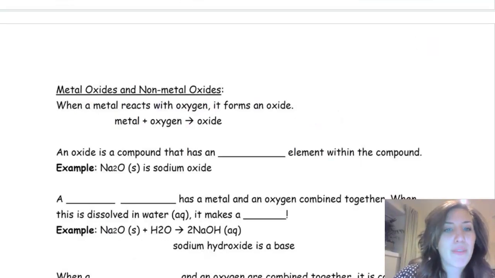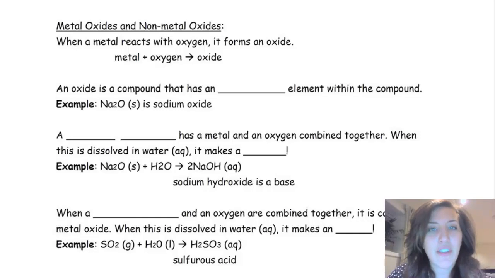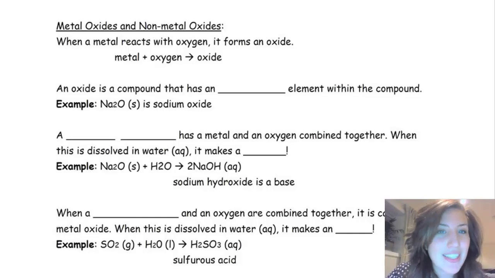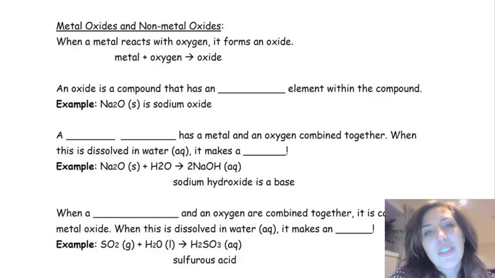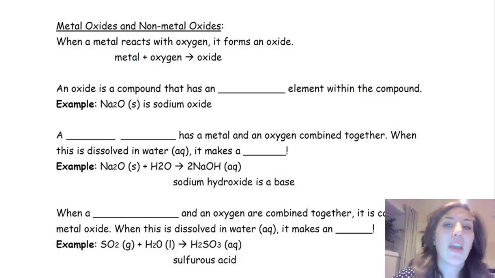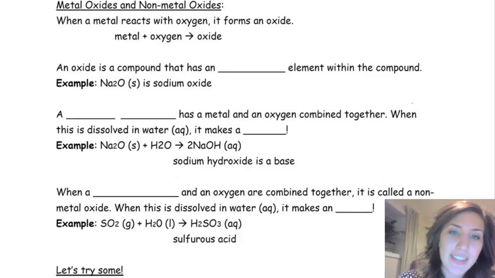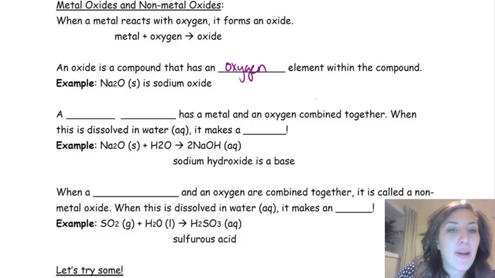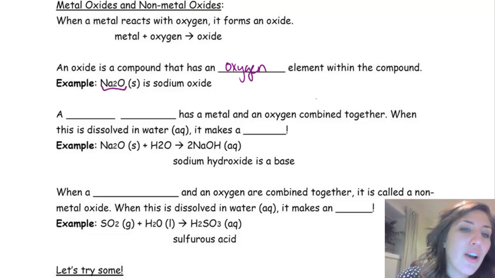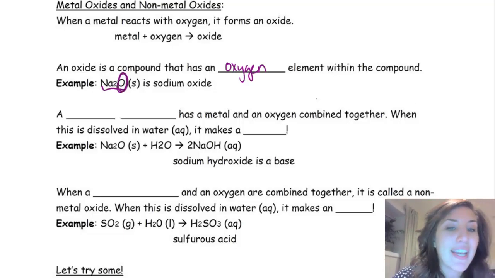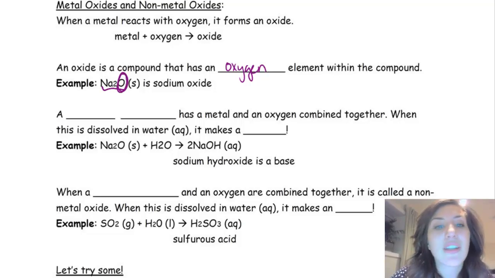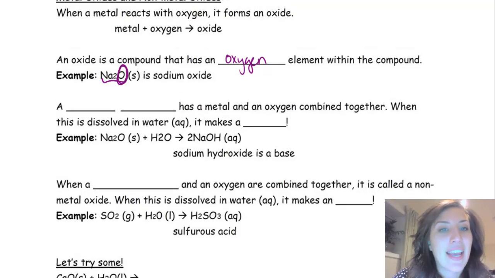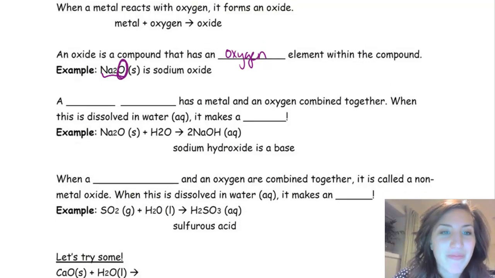Now, on to the back, there are also some other things to consider called metal oxides and non-metal oxides. That's when a metal and an oxygen come together, or a non-metal and an oxygen. So an oxide is a compound that has an oxygen element in it, within that compound. So because Na2O has an oxygen in it, we call it sodium oxide, and that is a metal oxide.